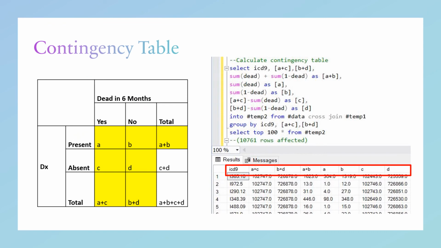Okay, next we are calculating the rest of our contingency table so that we can get all the elements we need for our formula at the end, including A, B, C, D, A plus C, B plus D, and A plus B. And we're going to put that into a new temp table so that we can finally get our likelihood ratios.